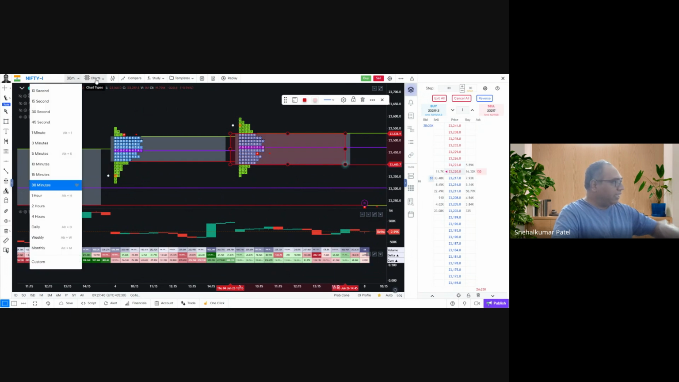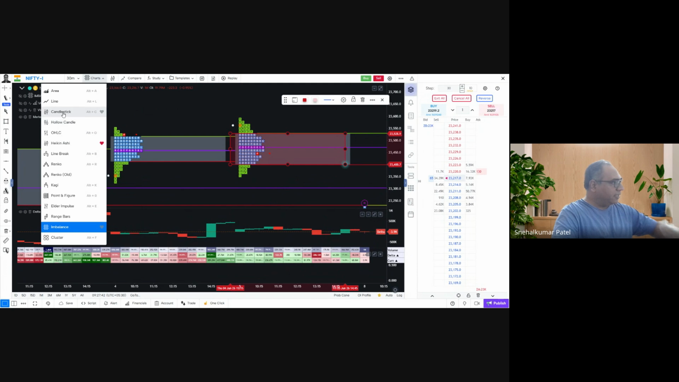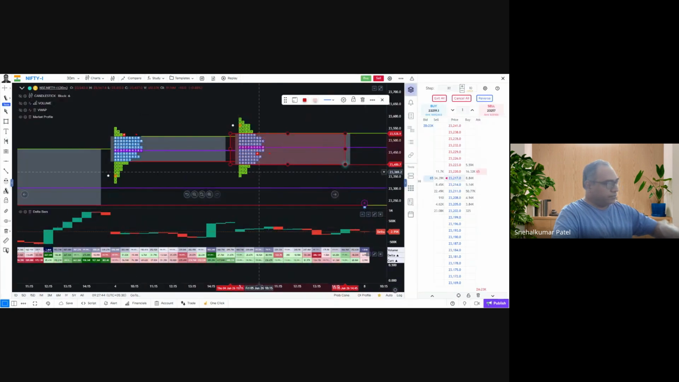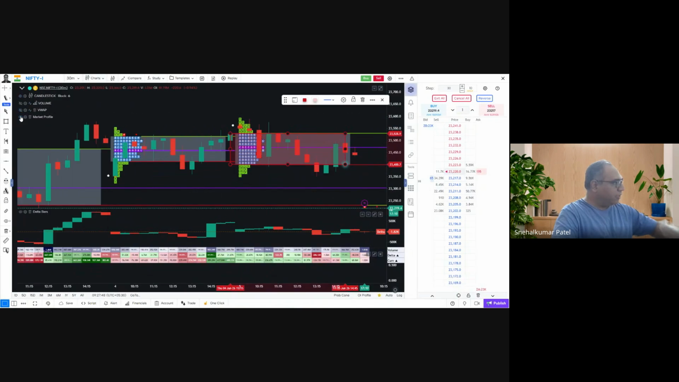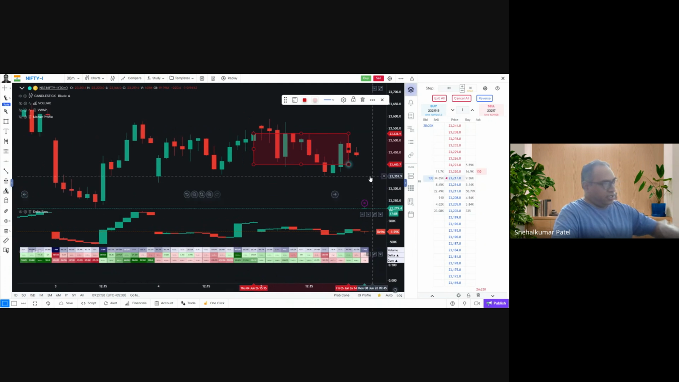So I will again move to the candlestick chart, and I will turn on the candlestick. Now, when you look at this chart, I had marked this area based on the market profile. You can see that most of the time that was spent by market participants, whether buyers or sellers, was between this area. And this area is called a value area.